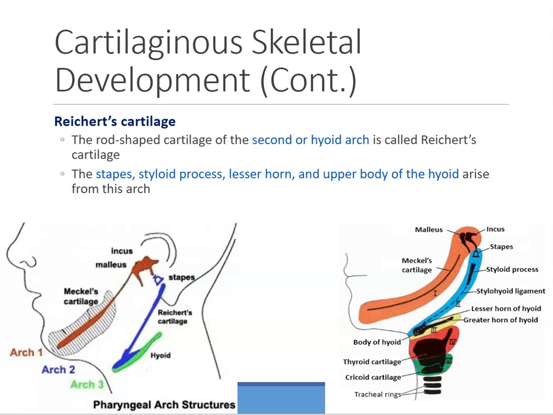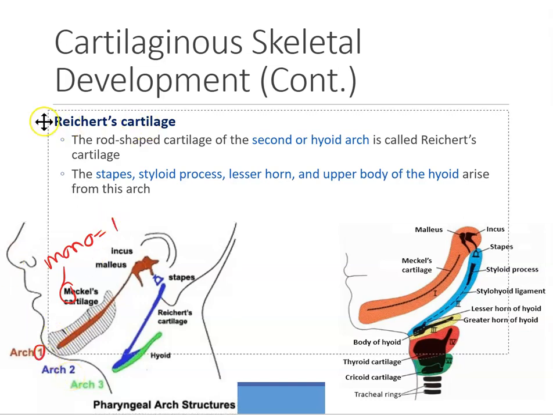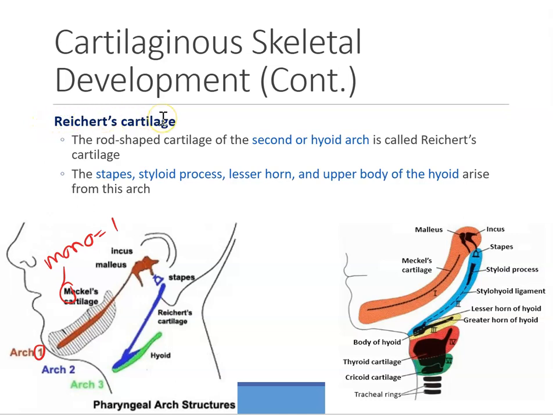All right, so again, the first arc makes the Meckel's cartilage. To remember this, think M for mono. Mono means 1, which is the first arc. The second arc makes the Reichert's cartilage. It's this one right here. And remember, the second arc is also known as the hyoid arc.